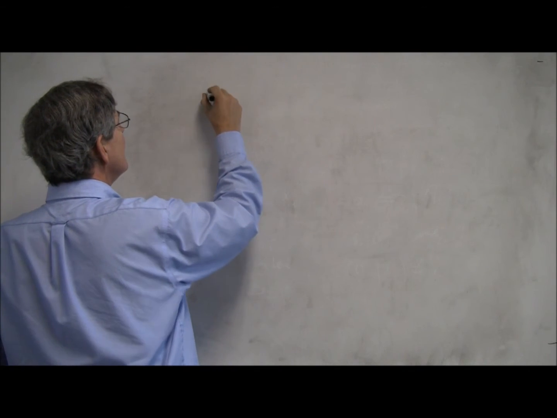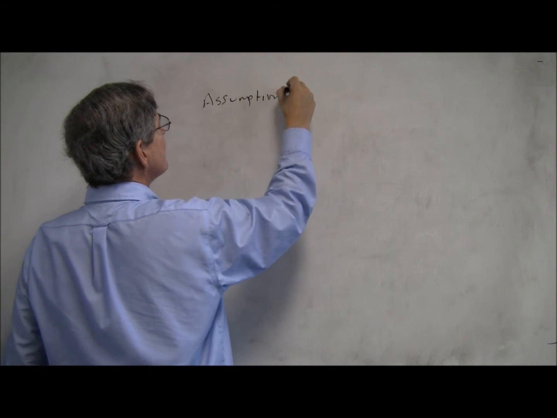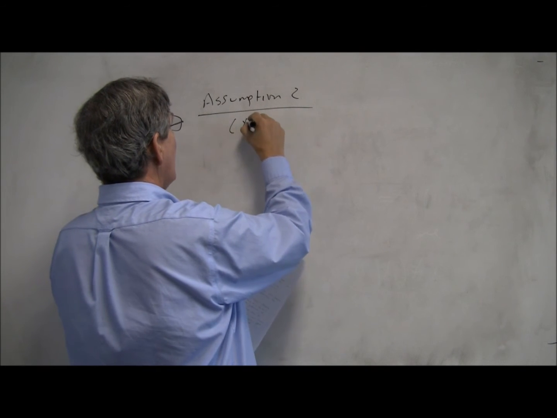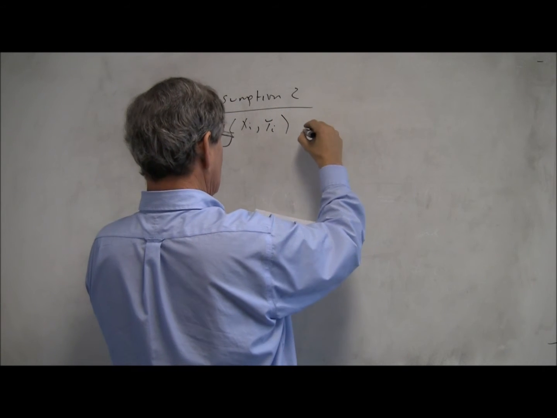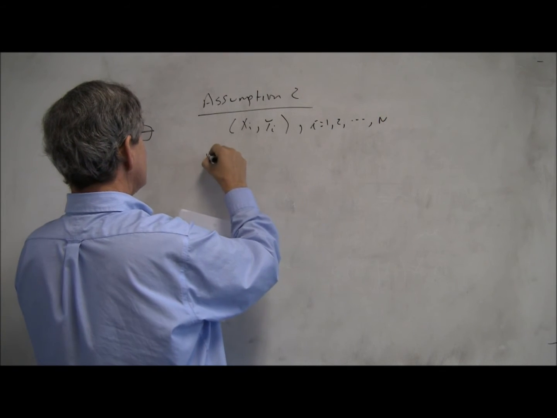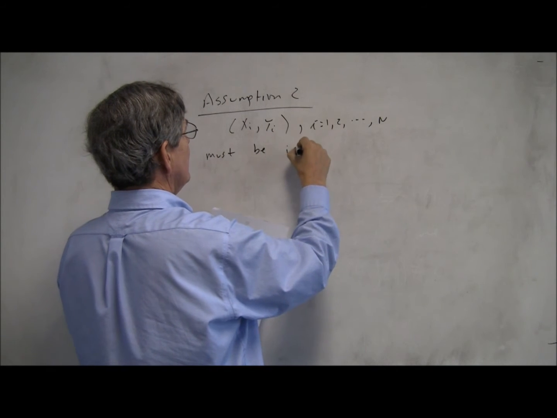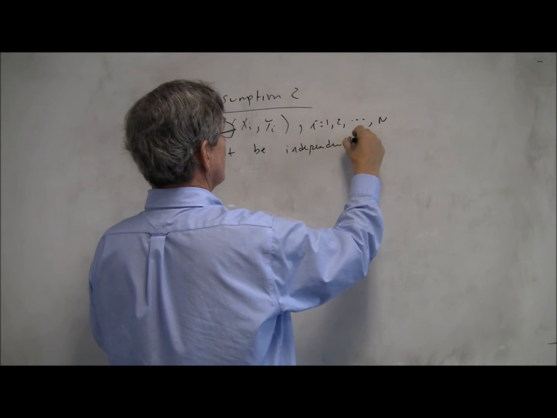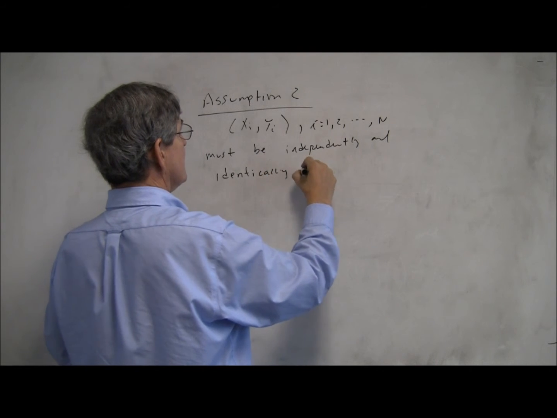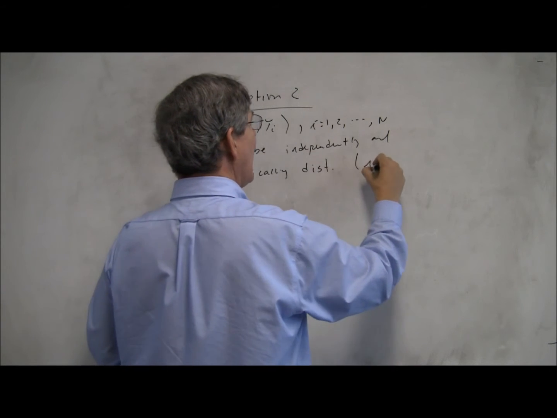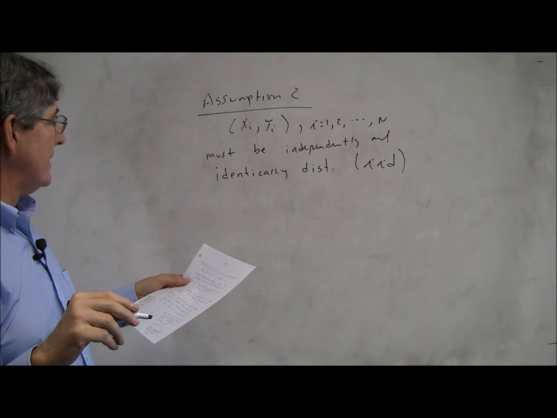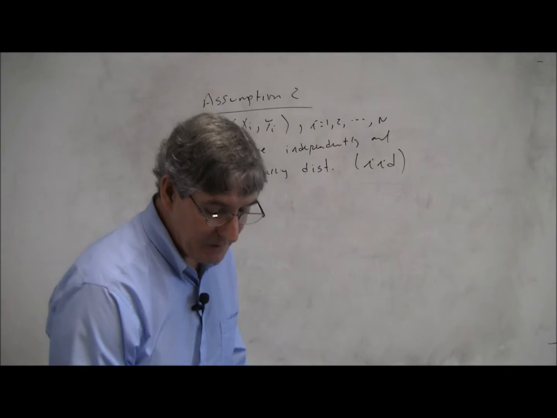Third one's really simple. Assumption 2 is that (xi, yi), i equals 1, 2, up to n, must be independently and identically distributed. We call that IID. So we'll be using IID a lot in this course, and it means these are independently and identically distributed. So this is a statement about how the sample is drawn.